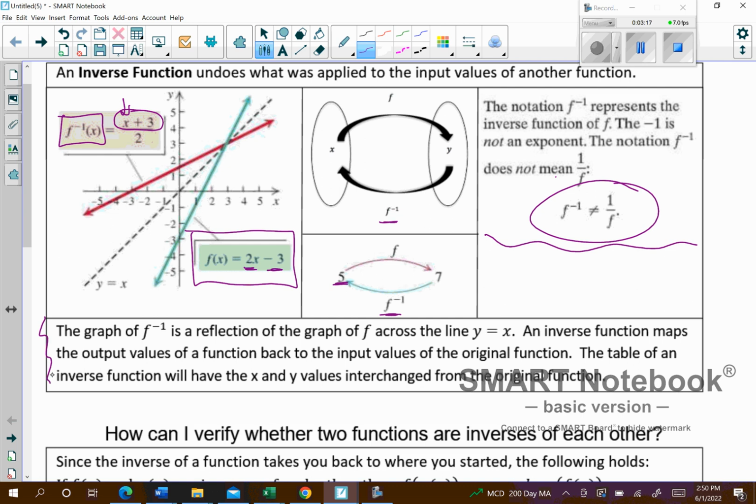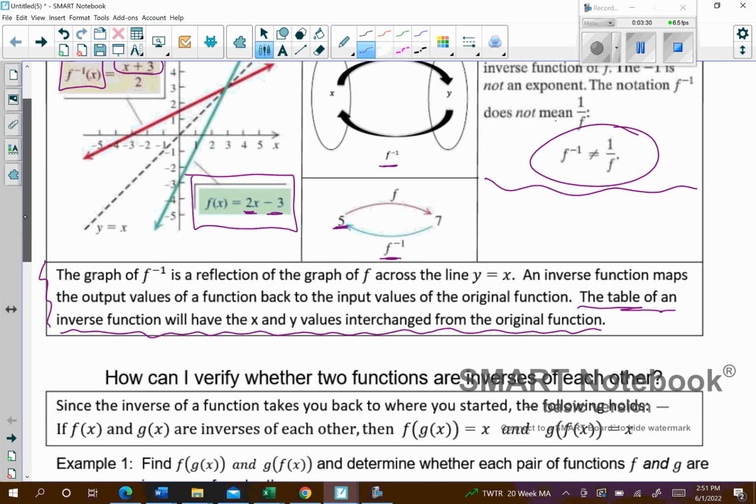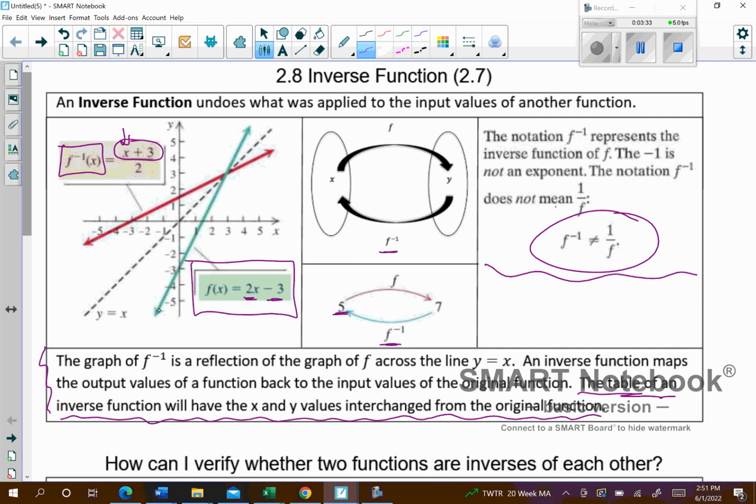One thing I will mention is that the table of an inverse function will have the x and y values interchanged with the original function. If you were to make a table of values for this green one right here, we can make a simple table real quick. If I plug in a 1, 2 take away 3 is -1. If I plug in a 2, 2 times 2 is 4, 4 take away 3 is 1.